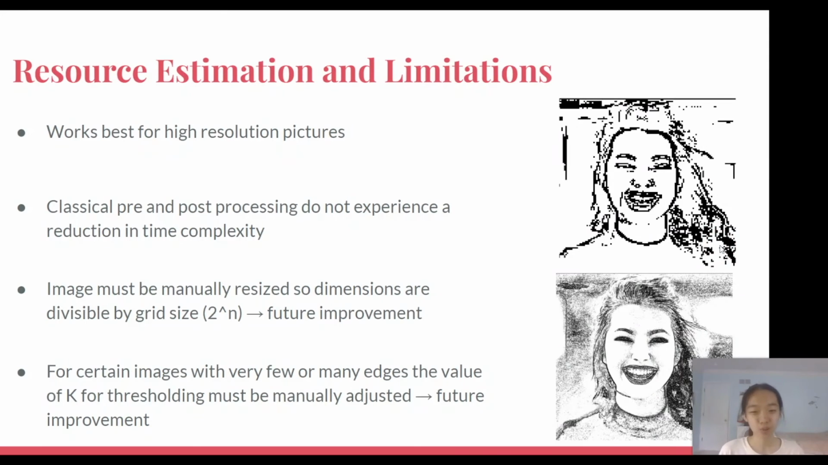However, QHED struggles with compressed images and images with too much detail. The pictures on the right demonstrate this. Classical pre- and post-processing also doesn't experience a reduction in time complexity with the qubit speedup, and images must be manually resized so dimensions are divisible by the grid size as well. Plus, the value of k for thresholding must be adjusted for certain images. These are all points to improve in the future.